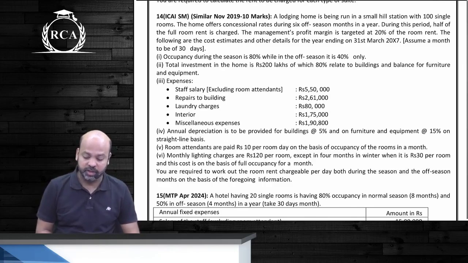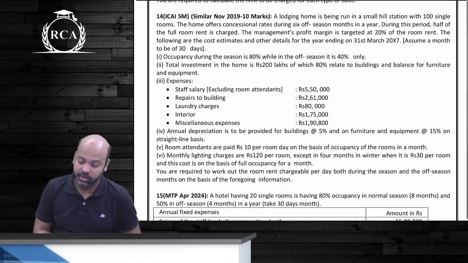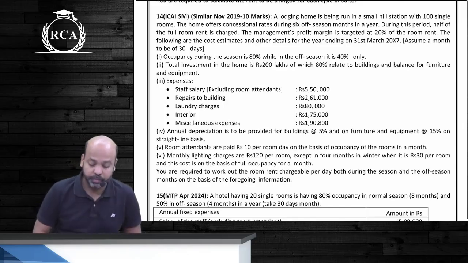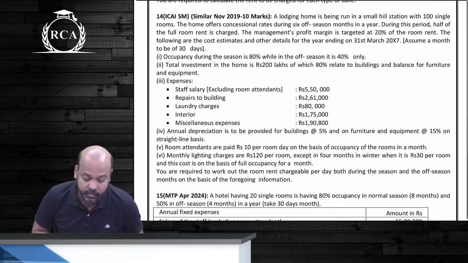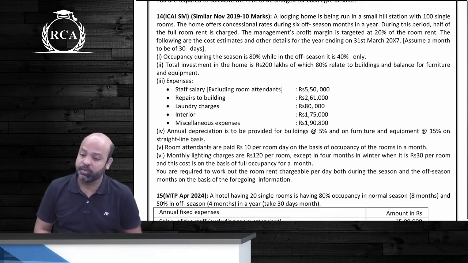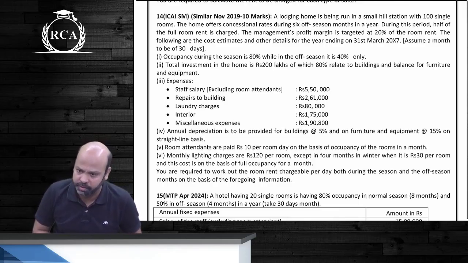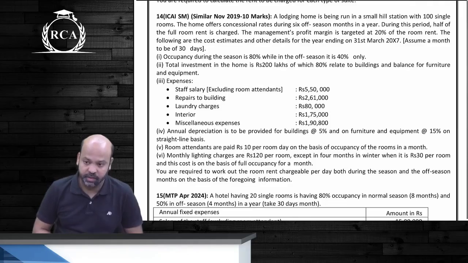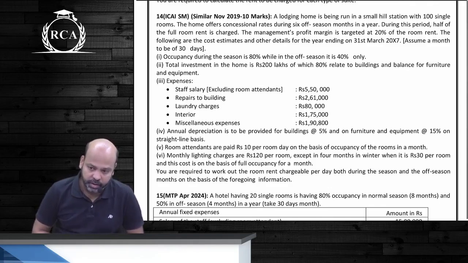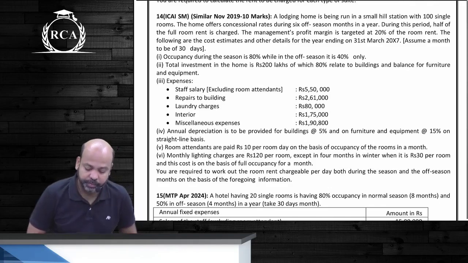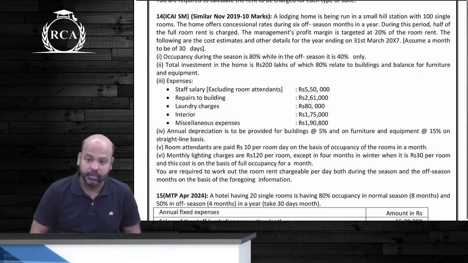The following are the cost estimates and other details for the year ending on 31st of March 2017. Assume a month is to be of 30 days. Occupancy during the season is 80%, while during the off-season it is only 40%. Total investment in the home is 2 crore rupees, out of which 80% relates to building and the balance for furniture and equipment. This is given for the purpose of computing depreciation, beta Ayush. Is it understandable? Other expenses, beta, that we have are staff salaries, repairs to buildings, laundry charges, beta, interiors, miscellaneous expenses. Annual depreciation is to be provided for buildings at the rate of 5% and equipment at 15%.